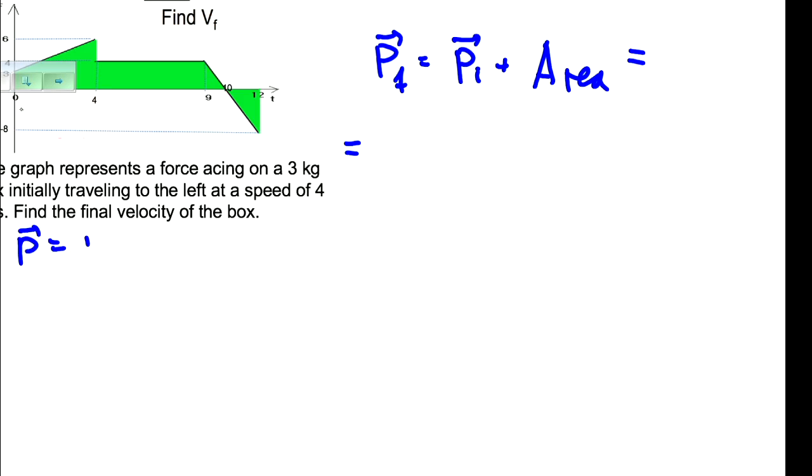So P final should be equal to P initial plus area. All right. Is equal to, a linear momentum by definition is equal to the product mass times velocity. So this axis represents time. This graph represents how force changes with time.